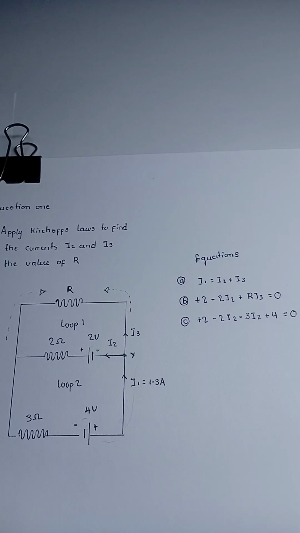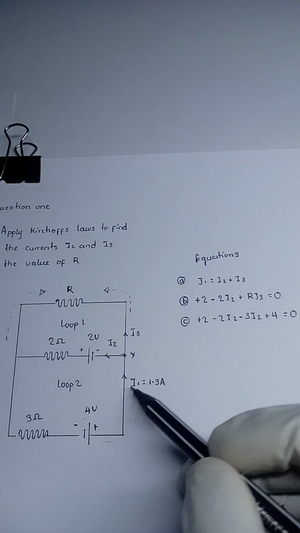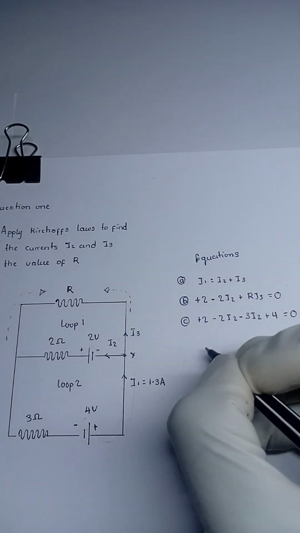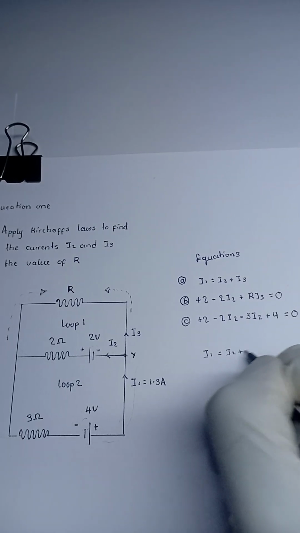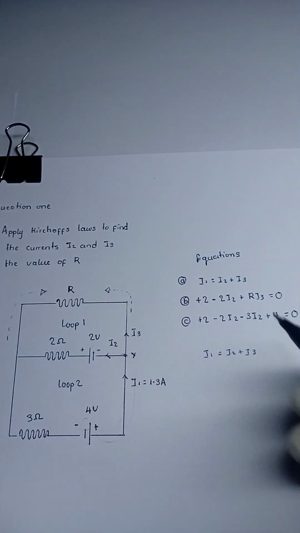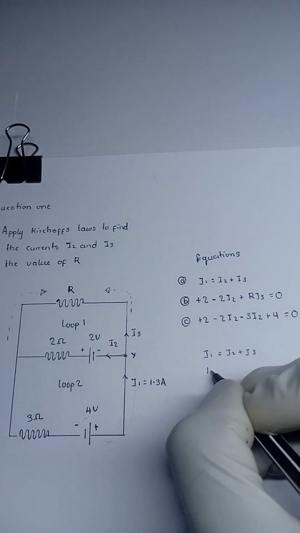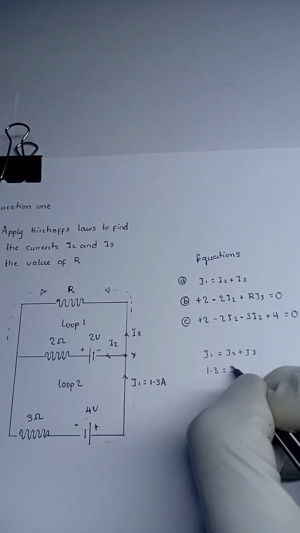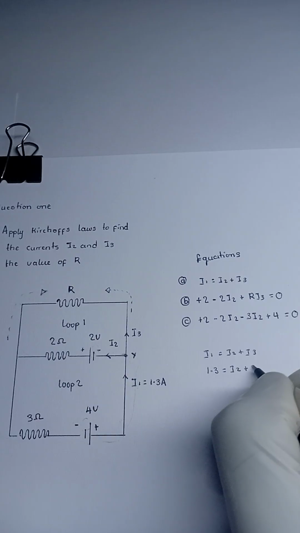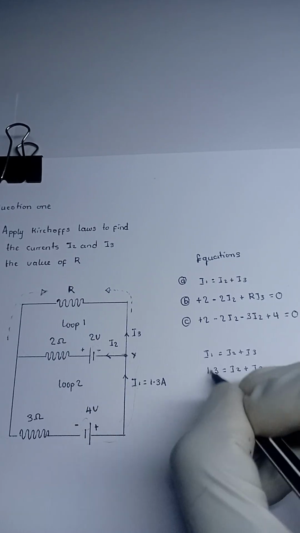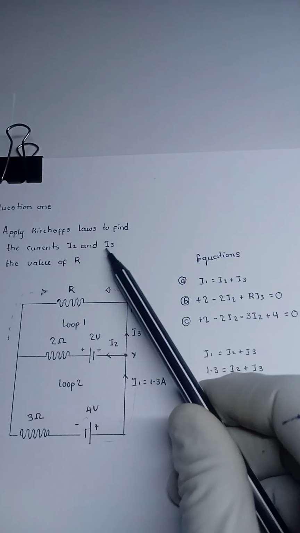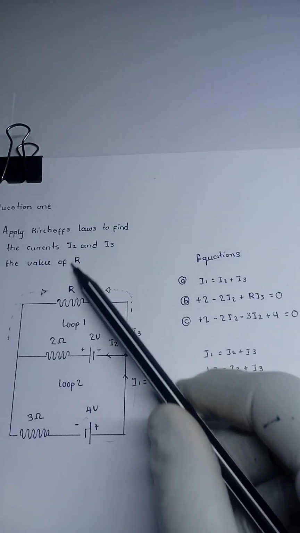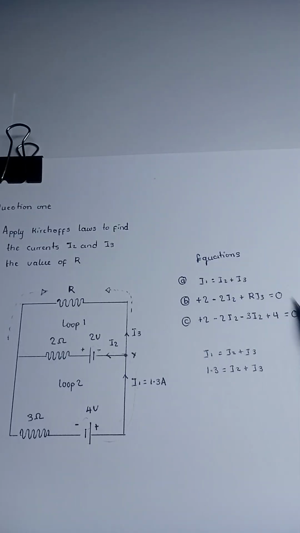So now that we have our equations, the first equation is I1 is equal to I2 plus I3. The question has already given us I1, which is 1.3, which is equal to I2 plus I3. So we have that equation. Now to find those currents, I2 and I3, and the resistor R, you use these equations.